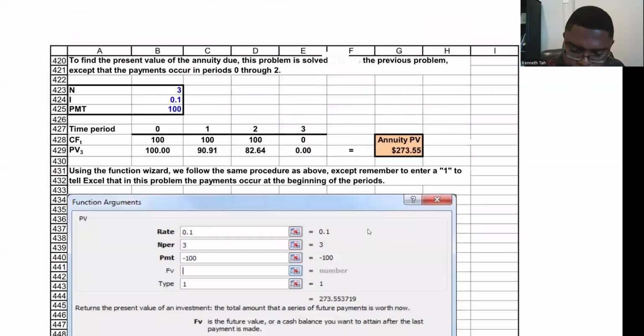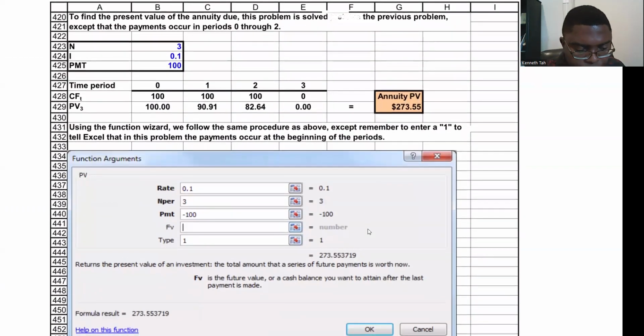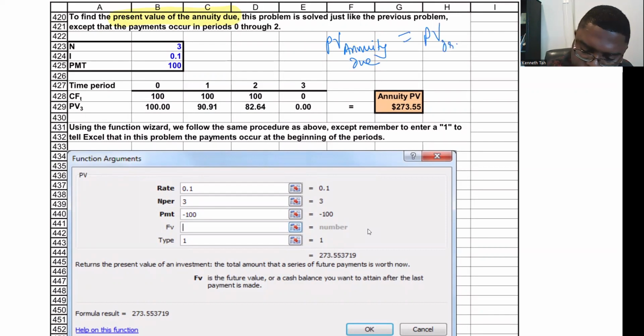Okay, so for present value of an annuity due, it's the same kind of concept. Present value of an annuity due is equivalent to present value of an ordinary annuity times 1 plus i, for an extra period.